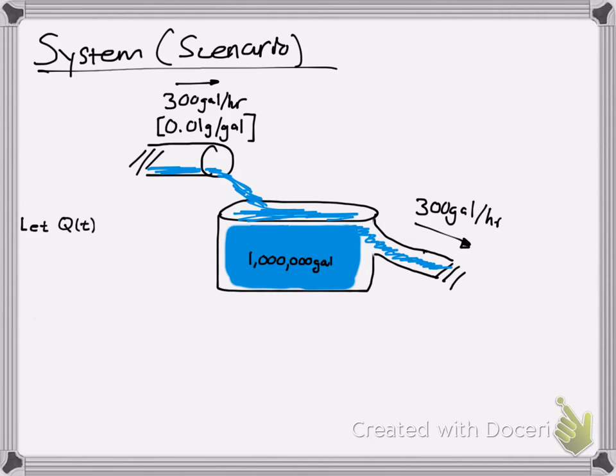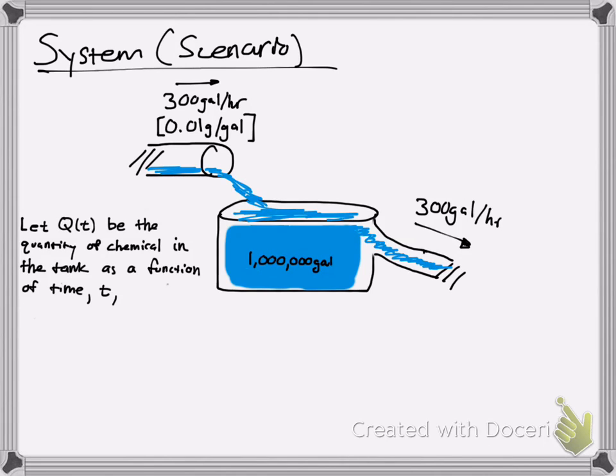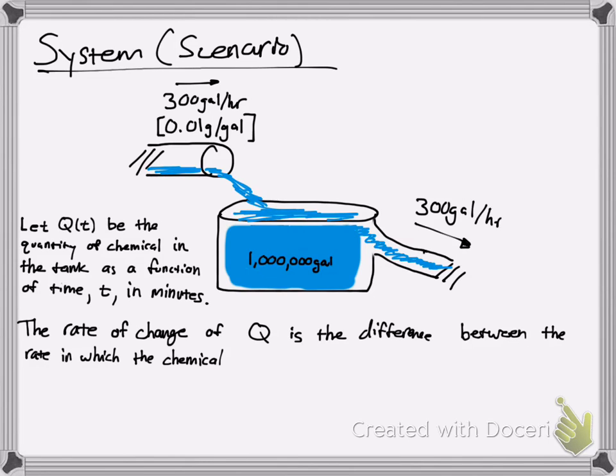So let's describe this scenario in terms of mathematics rather than just jumping in and plugging in formulas. So let's let Q of t be the quantity of chemical in the tank as a function of time, t, which is in hours, and we can describe the rate of change at which this chemical is entering and leaving. So we'll say the rate of change of Q is the difference between the rate at which the chemical flows in and out, which we'll denote as R in for rate in and R out for rate out, respectively.